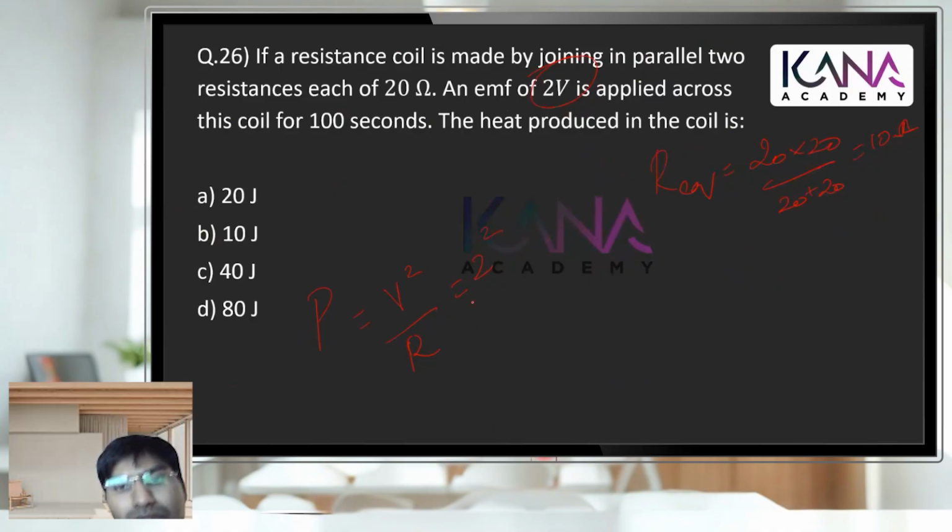So it is 2 square by 10. There are many relations for power, like P is equal to VI, many relationships. So always remember all of them. Whatever given data they provide, we can use the formula accordingly. So here they have given V and R, so we used this formula. P is equal to 2 square by 10. This will be 0.4 watts. Okay. So heat is nothing but power into T. So it is 0.4 times, and T is 100 seconds, so it is 40 joules.